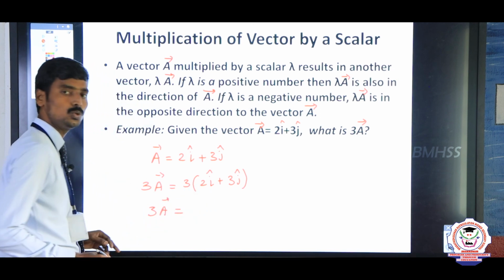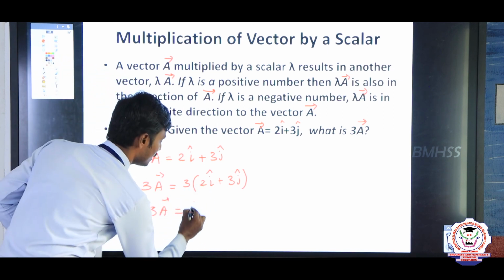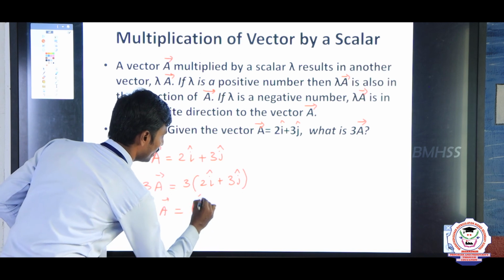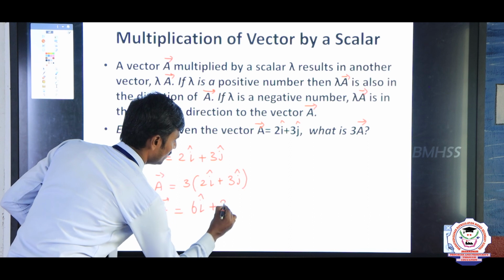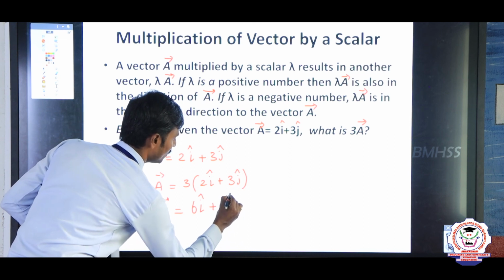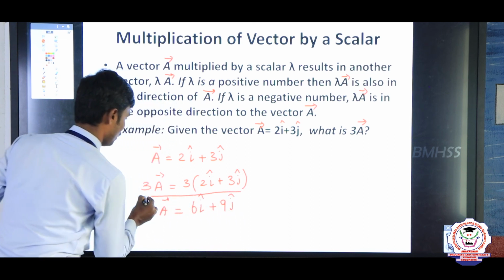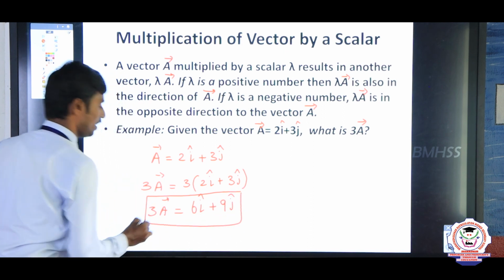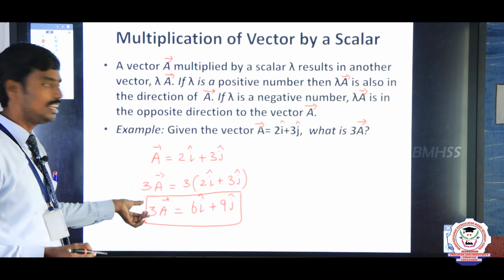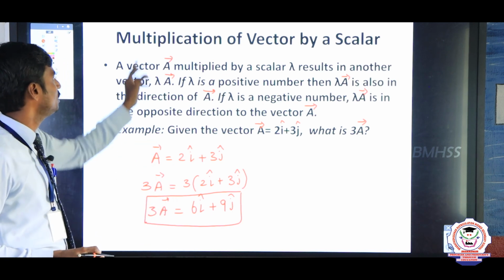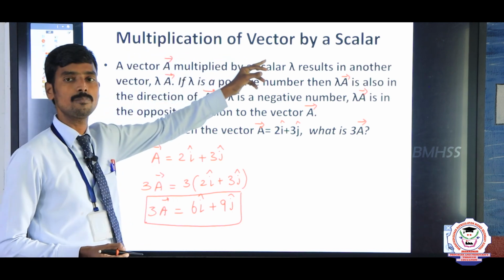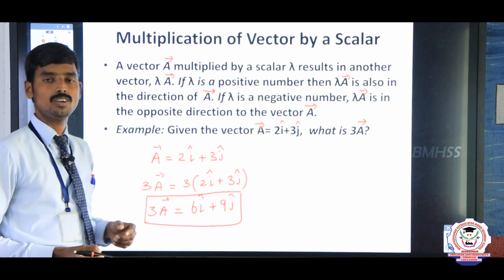3 into 2, 6i cap. We get the answer 6i cap. Next one is 3 into 3, what is the value? 3 into 3, 9j cap. Okay, this is the solution, 3A vector. Now 3 is the scalar quantity, A is the vector quantity. So see here, multiplication of a vector by a scalar, we get the answer only as a vector quantity.